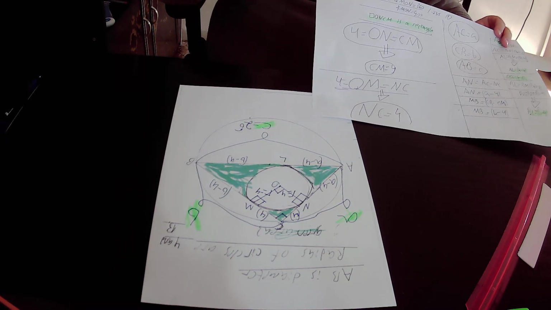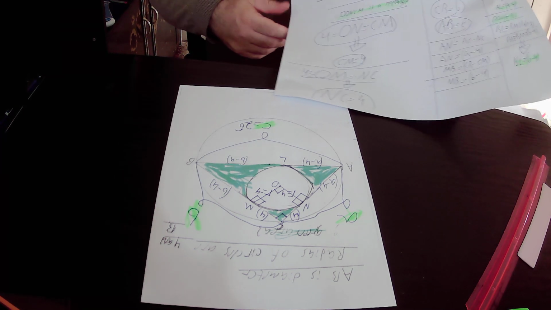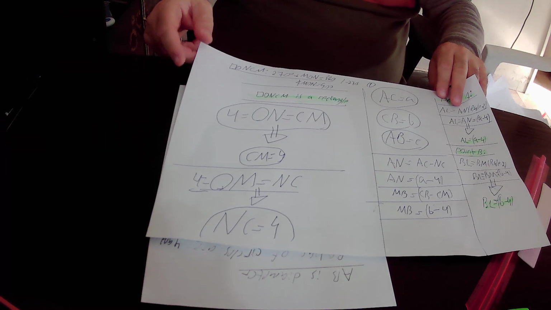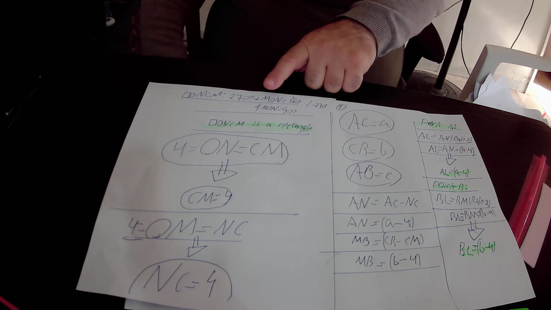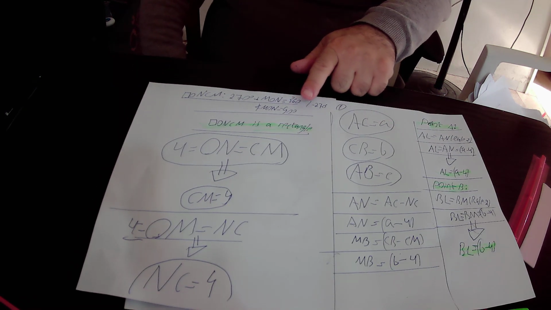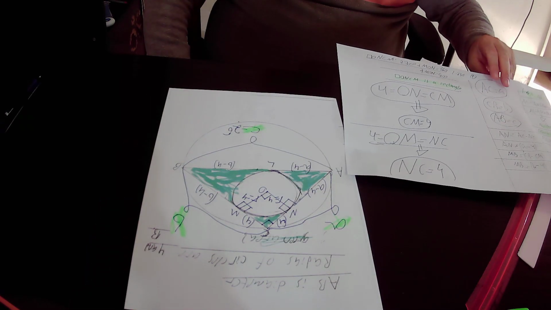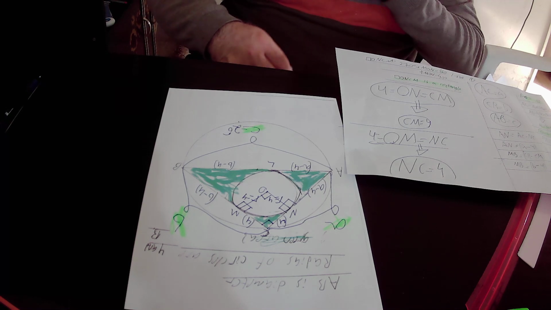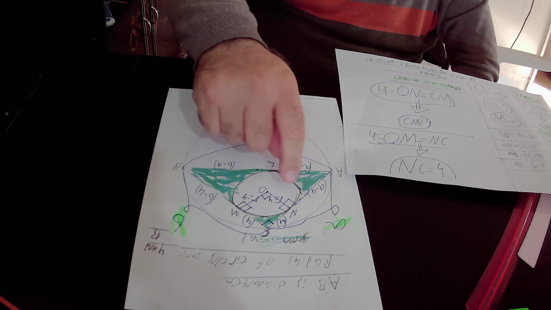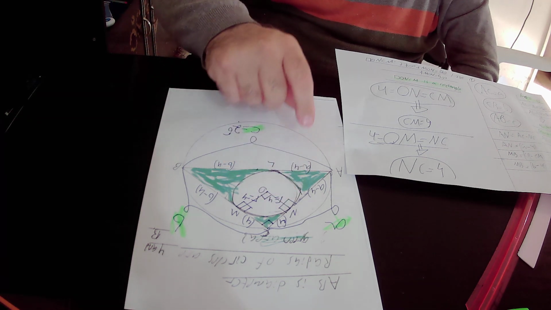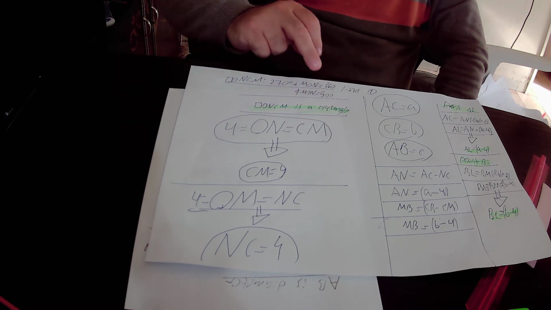Therefore, inside quadrilateral ONCM, we have 4 right angles, and any quadrilateral that has 4 right angles must be at least a rectangle if not a square. So we treat quadrilateral ONCM as a rectangle. And we know that the opposite sides of a rectangle are equal to each other. So in rectangle ONCM, ON must be equal to MC, according to the rule that the opposite sides of a rectangle are equal to each other, ON equals CM.